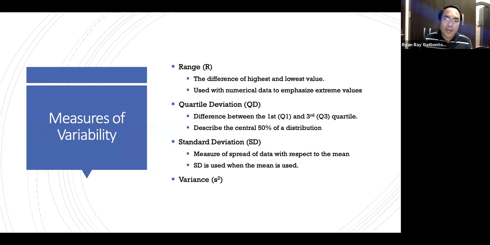The next measure of variability is the one that is commonly used, which is your standard deviation. This is a measure of spread of data that is used mainly for numerical data and with respect to the mean. The standard deviation is always used when the mean is used, so they come in pair. The next is your variance, or the square of your standard deviation.